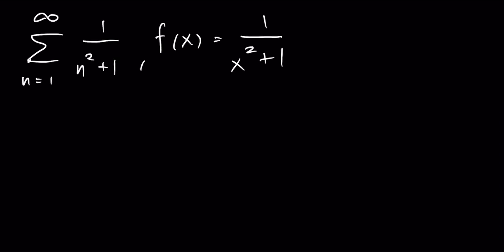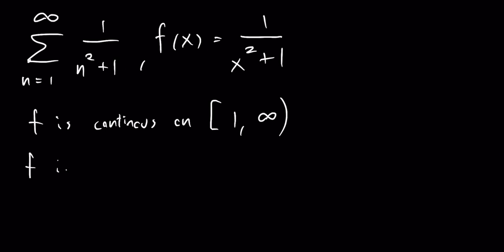So we could say that f is continuous on the interval 1 to infinity. There's no discontinuity at all in this interval. F is also positive on this interval from 1 to infinity. So it doesn't matter what number you plug in between this interval, it'll still be positive. And now we have to show it's decreasing.